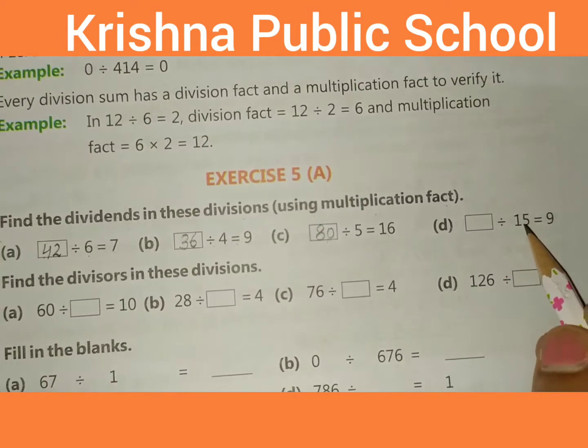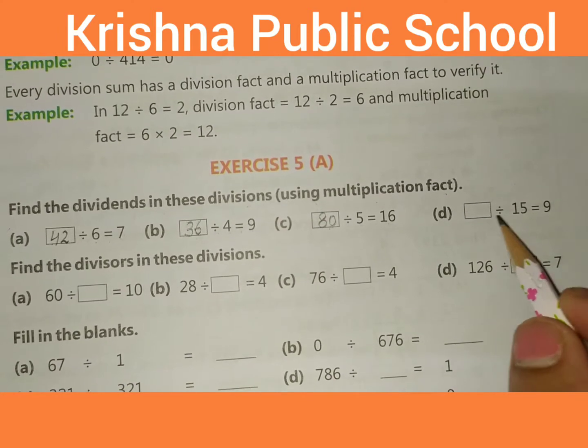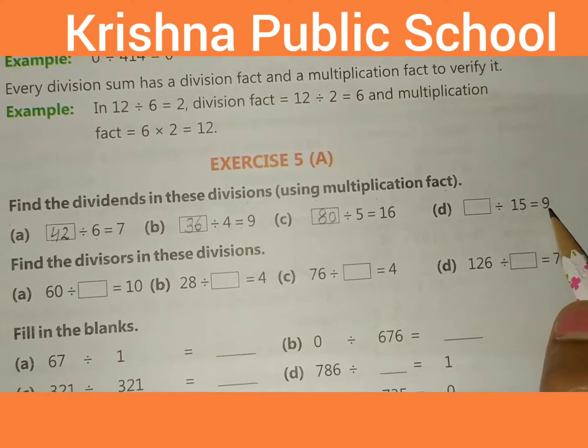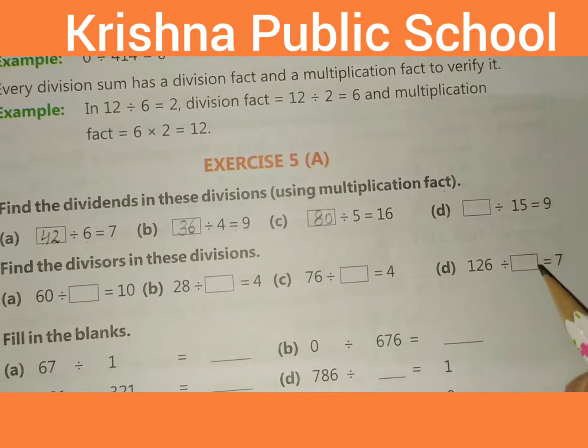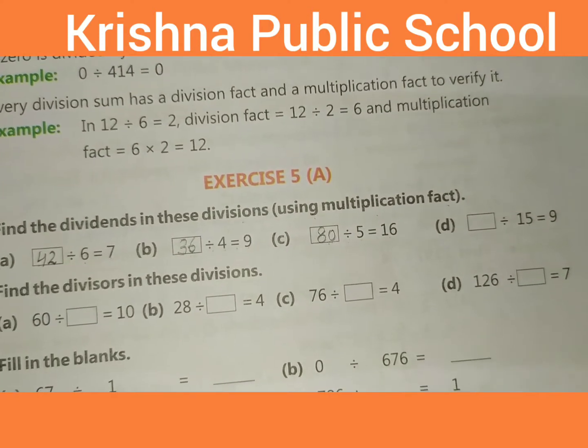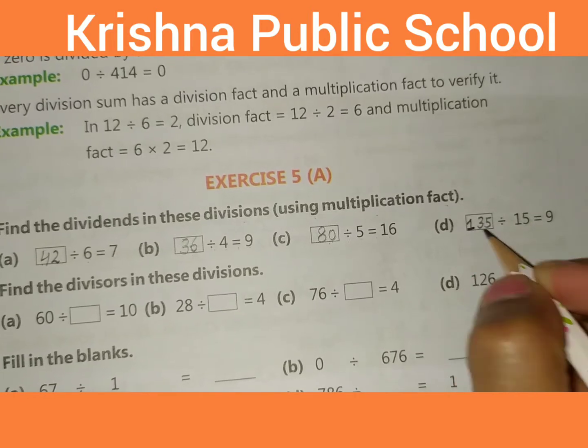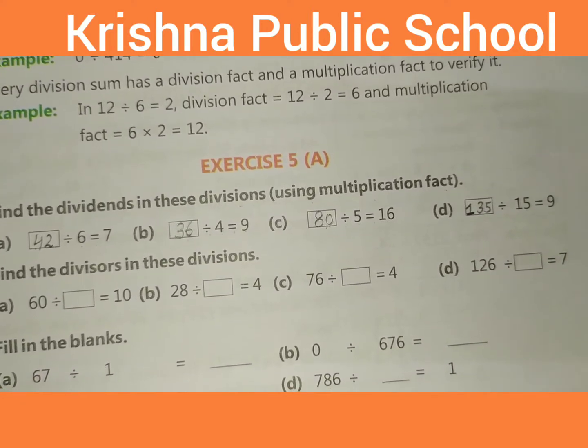Next is dividend find out करना है आपको. Divided by 15 equal to 9. 9 multiplied by 15 equal to 135. Right? 135. This is the answer. Okay children.